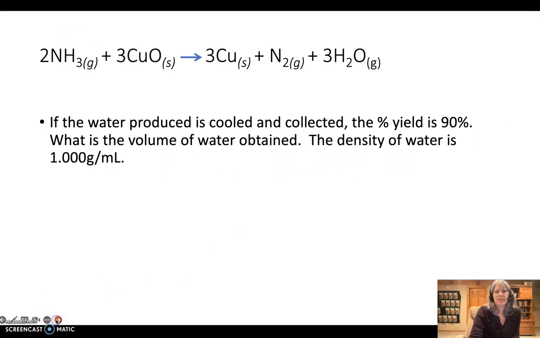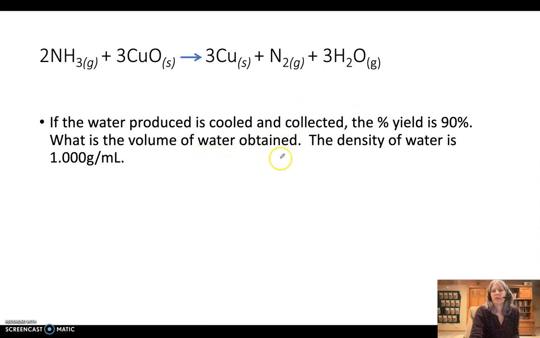Let's see. If the water produced is cooled and collected, the percent yield is 90%. Okay, so let's imagine that then. We're doing this reaction, and it must be at high temperature because we've got ammonia, gas, nitrogen, of course, is a gas. But water is not a gas at room temperature. It's a liquid, so we must be higher than room temperature. If we cool it down, though, this will condense and form liquid water.